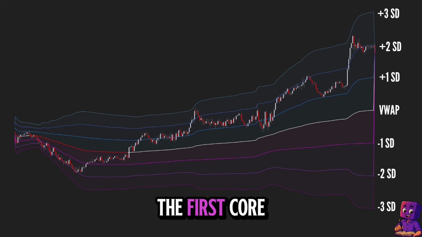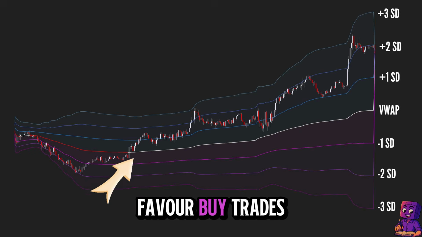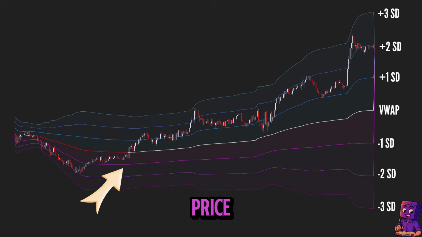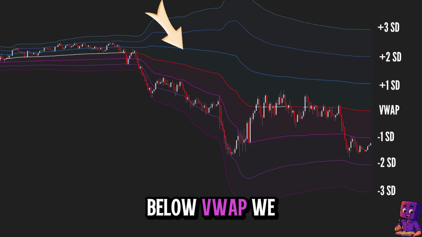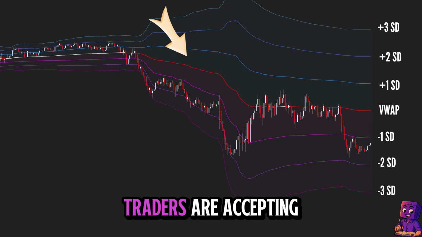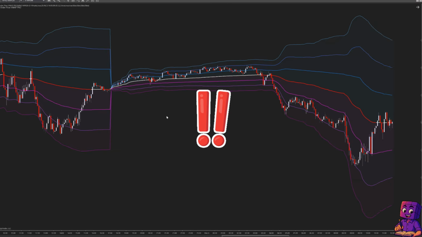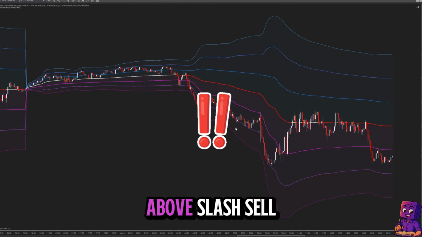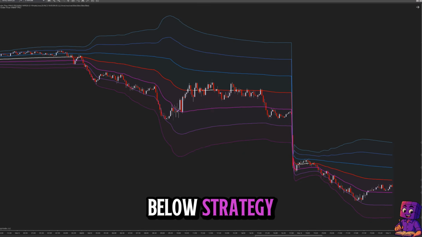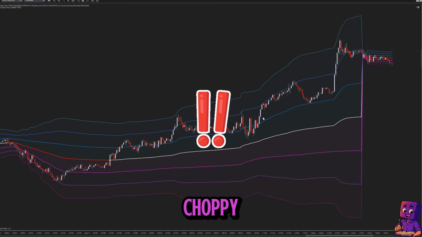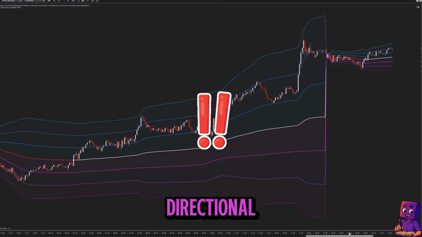So here is the first core idea you must remember. If price is above VWAP, we favor buy trades. Traders are accepting price above the volume-weighted average price. If price is below VWAP, we favor sell trades. Traders are accepting price below fair value. But important, VWAP is not a buy above/sell below strategy. VWAP is a mode tool. It tells you if the market is balanced and choppy or trending and directional.